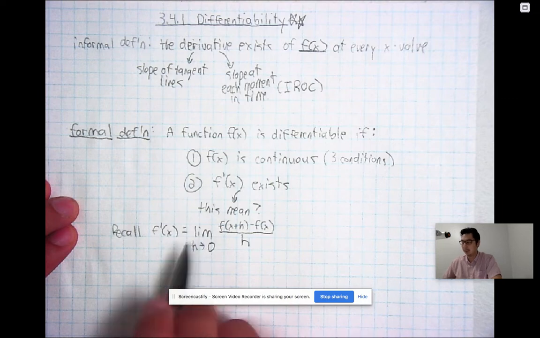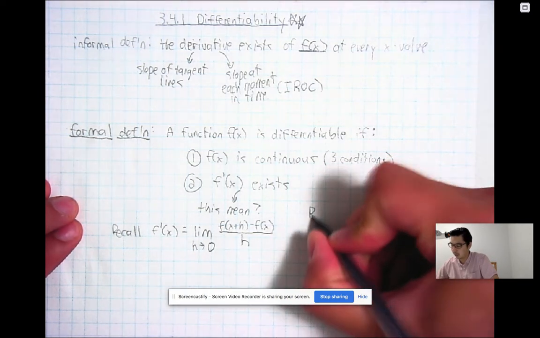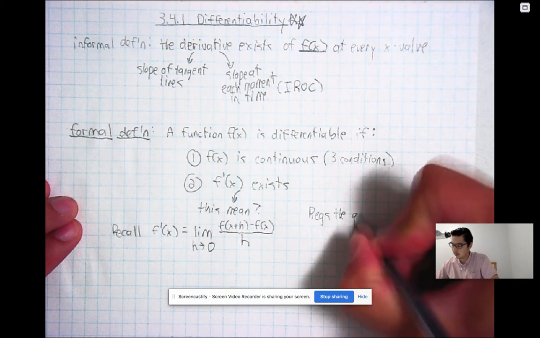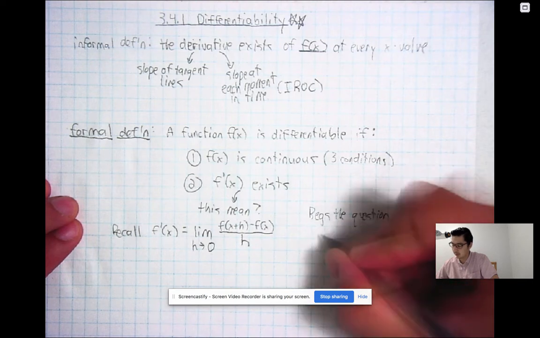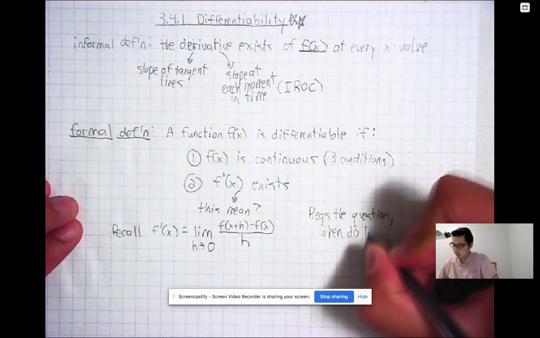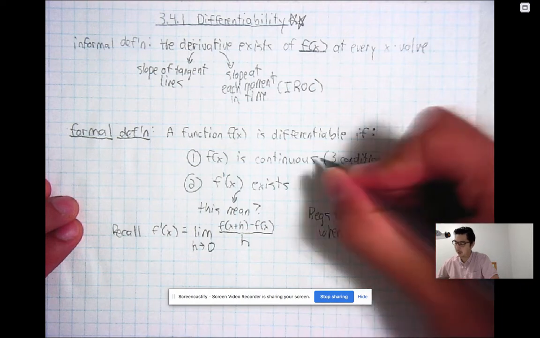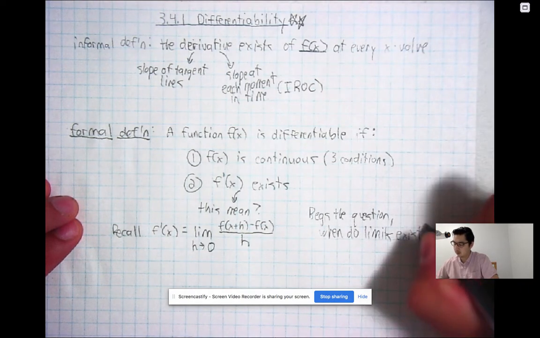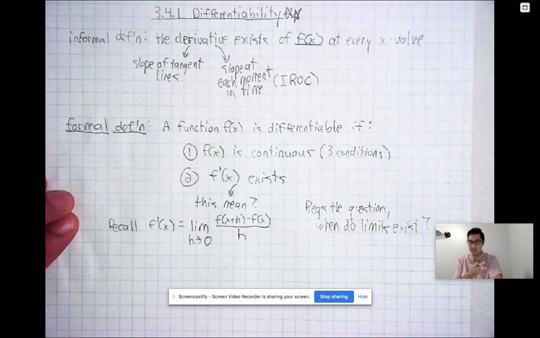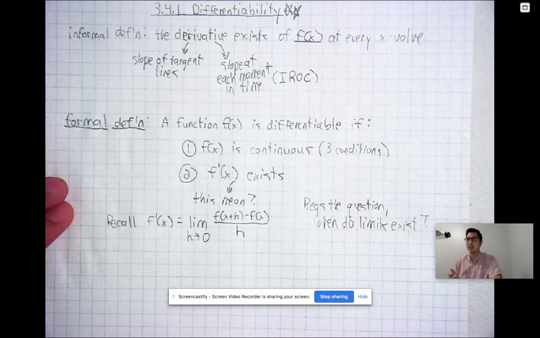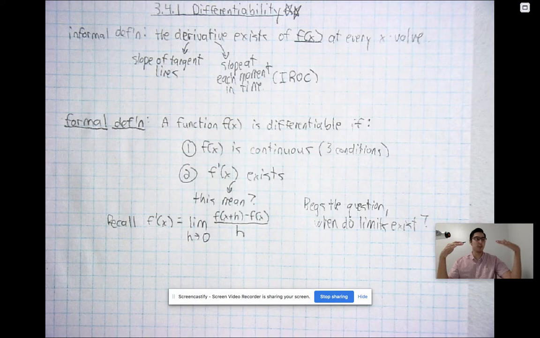Well, when do limits exist? That begs the question, when do limits exist? And we talked about this before when we talked about continuity. Limits exist if what it approaches from the left is the same as what it approaches from the right. And I know I mixed up my hands there. I don't know what it looks like from your angle.